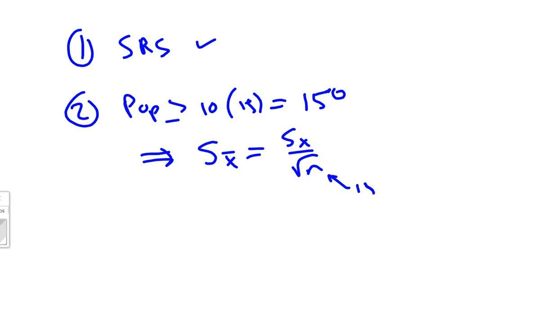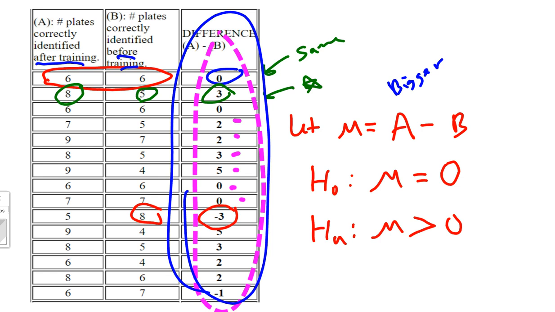While we have n is 15, so we can plug that in, we do not have S of X, but we can get it. We're going to go back to this table. We're going to take a minute and put all those numbers in the difference column into our calculator and find the mean and standard deviation of that list.